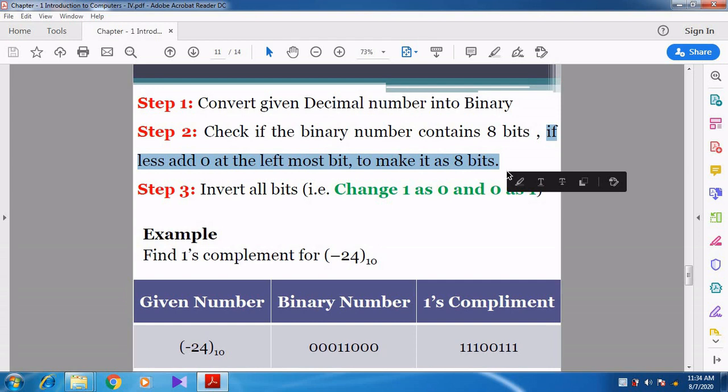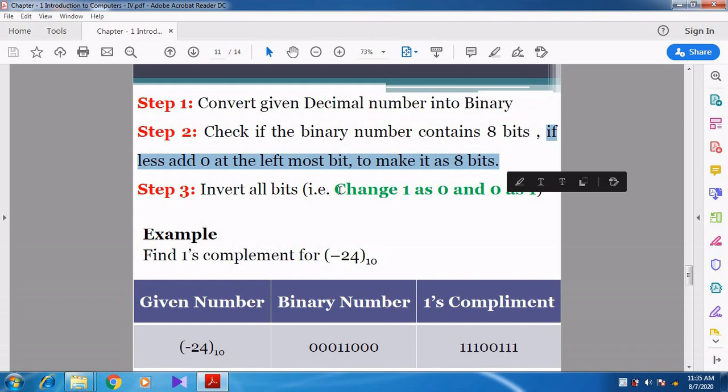Why are we adding 0? Because you want to convert the 5 bits to 8 bits. So at all times you want to take the 8-bit binary number. First of all, whatever decimal number they are giving, convert it to binary. If it contains less than 8 bits, you change it to 8 bits. How will you change it? Just add 0 at the leftmost bit.